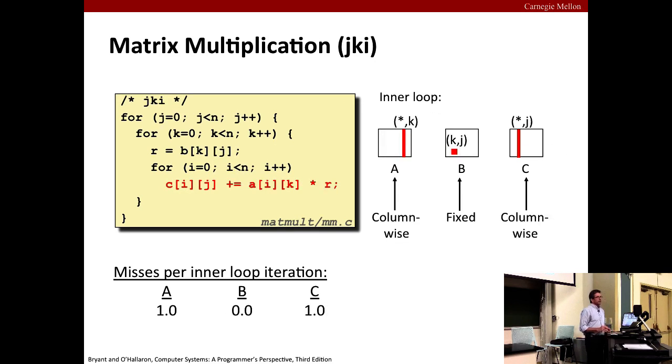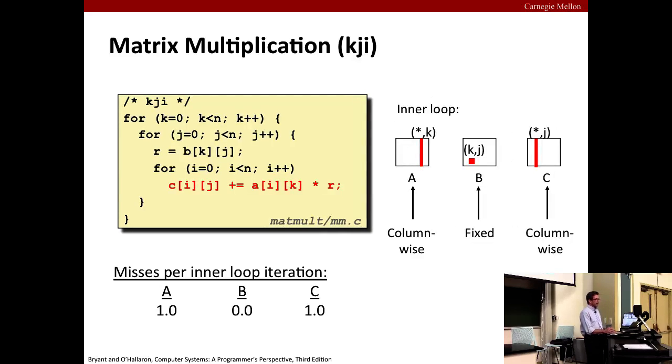Now JKI is sort of the exact opposite. JKI does column-wise access of A and column-wise access of C. So we know that's a stinker, right? We qualitatively know it's bad, and we can compute that it'll miss 1 time per loop iteration, so that'll be a total of 2 misses per iteration. And KJI has the same bad pattern.